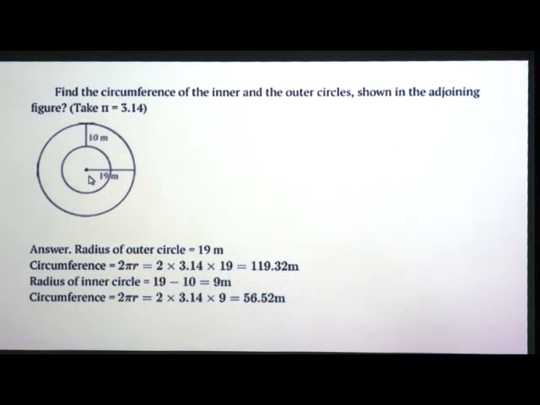You can draw a circle of your own, choose a diameter, and find the circumference of the circle of your choice.